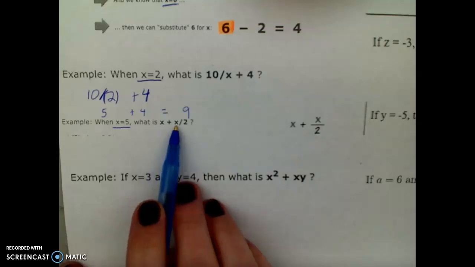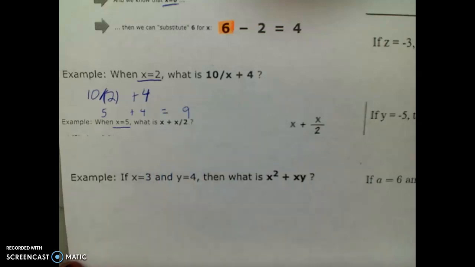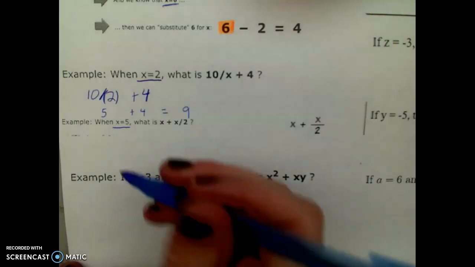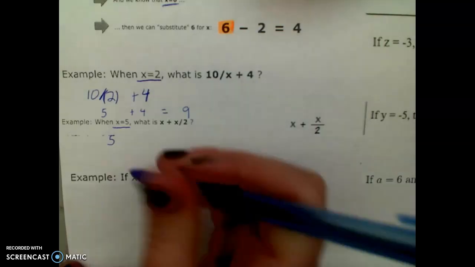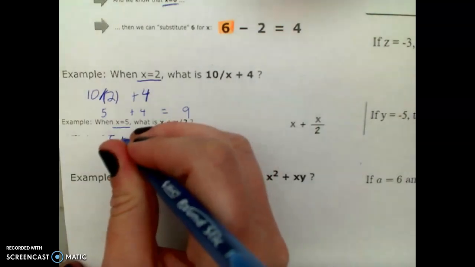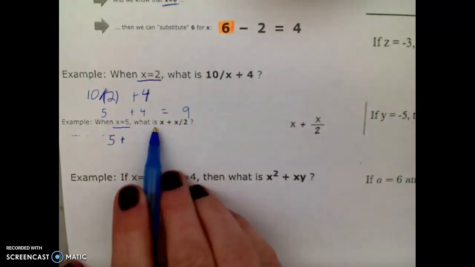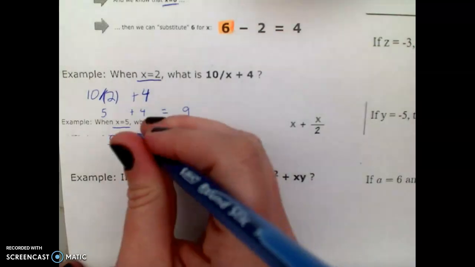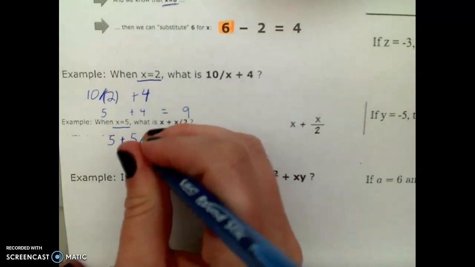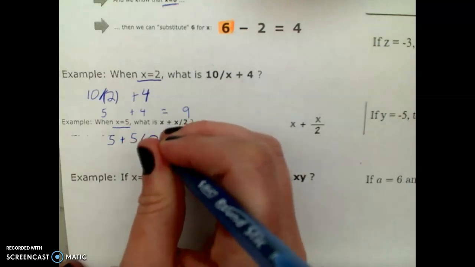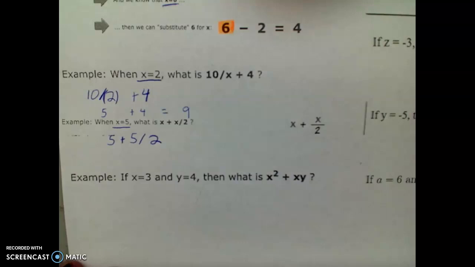x plus x divided by 2. So instead of x, I'm going to write the number 5, because it's 5, plus. Now you notice how there's another x? There's 2 of them in the same problem. That means that they are both 5. All right, so now I have it all filled in. 5 plus 5 divided by 2. Now we just need to solve using order of operations.